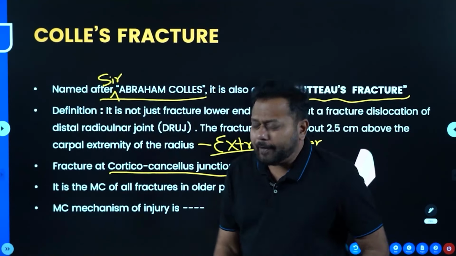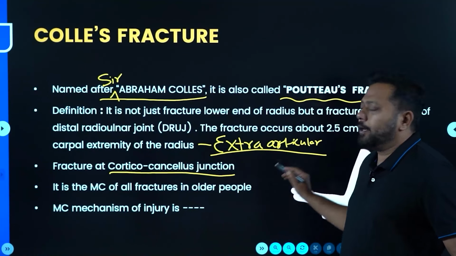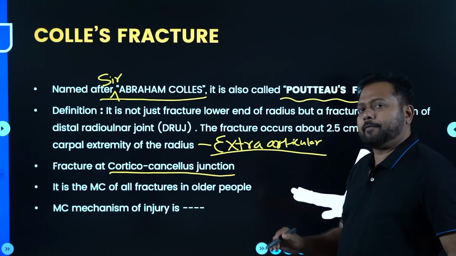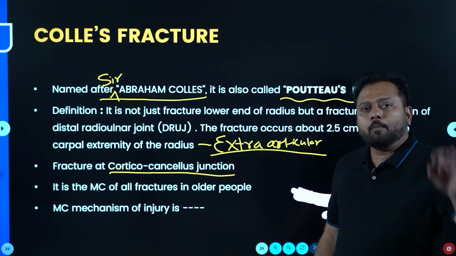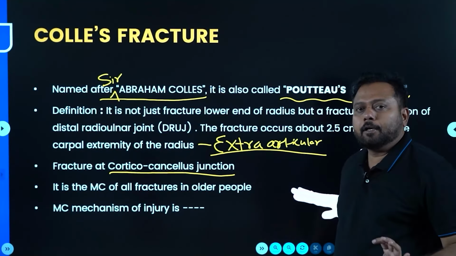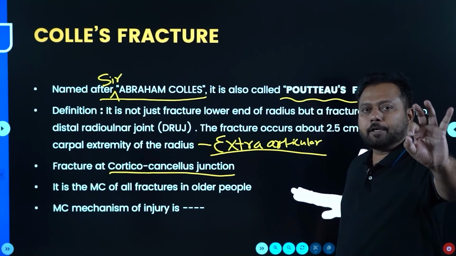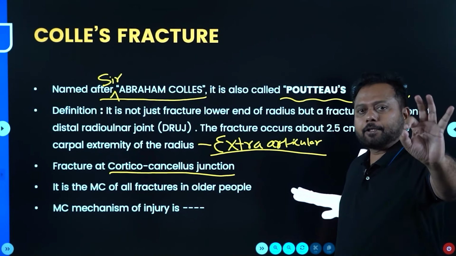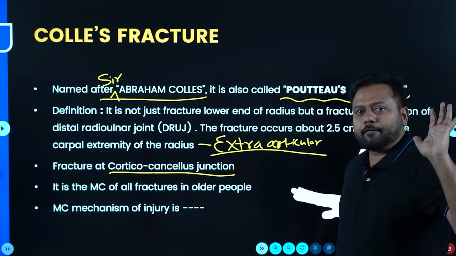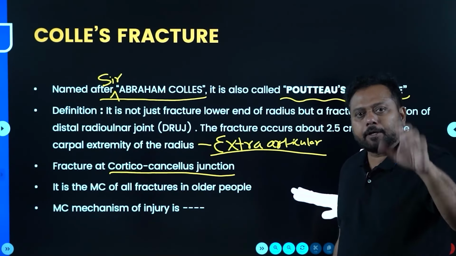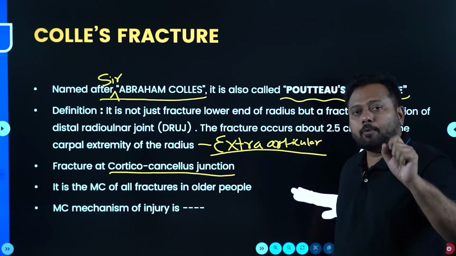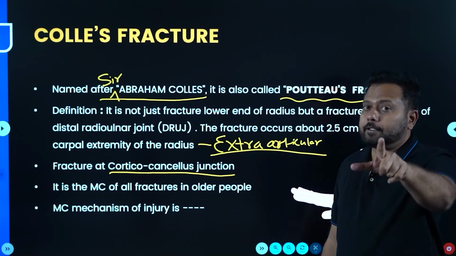This is the most common fracture in older age. Overall, the most common fracture of the elderly individual is Colles. I repeat once again: the most common fracture of a newborn is clavicle, of children is supracondylar, of young adults is scaphoid, and of the elderly is Colles. The most common joint to get dislocated is the shoulder; the most common dislocation in children is the elbow.